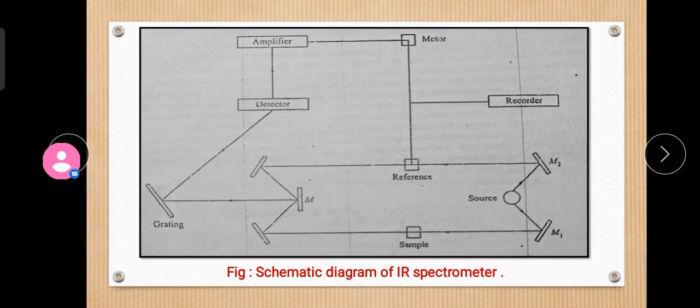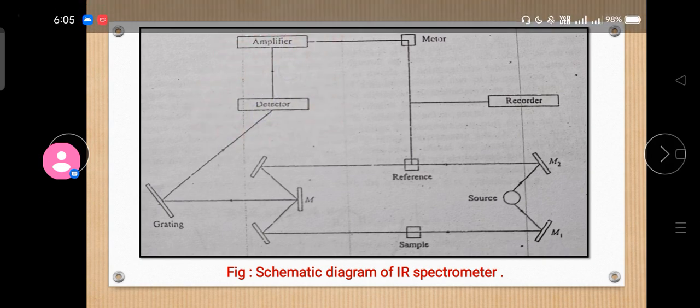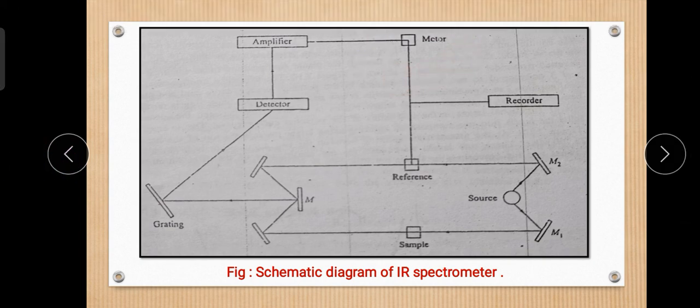Now the next one is the schematic diagram of the IR spectrometer, and this schematic diagram indicates the different components such as mirrors M1, M2, source, here is a reference, here is a sample, here is a chopper or movable mirror, and here is the grating, that is a monochromator, here is a detector, after that there is an amplifier, and here is a motor, that means the mechanical arrangement, and here is the recorder. So the recorder records the signal and we get the spectra of the particular sample. So this is the schematic diagram of the IR spectrometer.